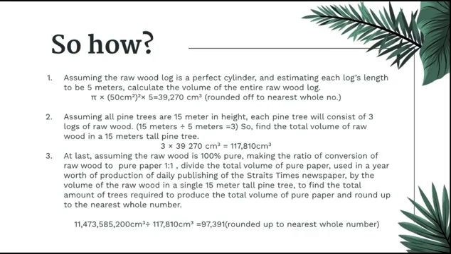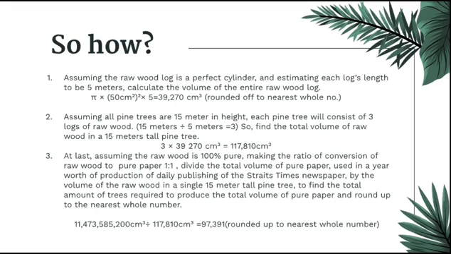And last, assuming that raw wood is 100% pure, making the ratio of the conversion of raw wood to pure paper 1 to 1, divide the total volume of the pure paper used in a year worth of production of daily publishing of the newspaper by the volume of the raw wood in a single 50 meter tall pine tree, and you will find the total amount of trees required to produce the total volume of pure paper, rounded off to the nearest whole number. The equation will be 11,473,585,200 cm cubed divided by 117,810 cm cubed, which will equate to 97,391.